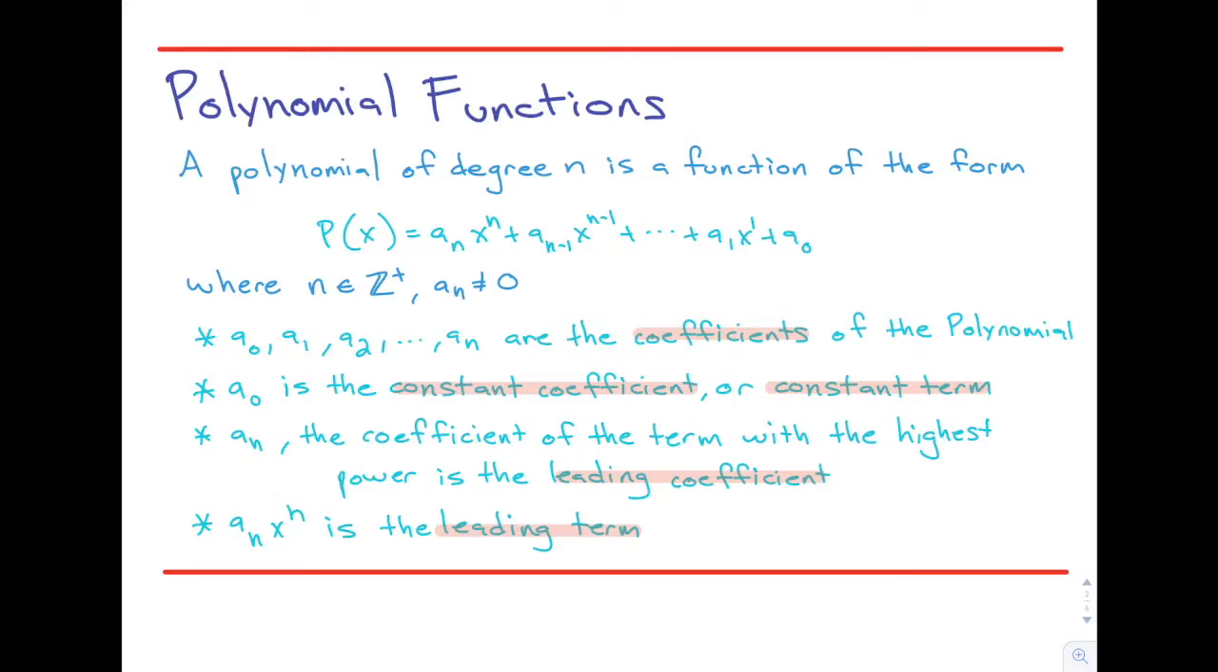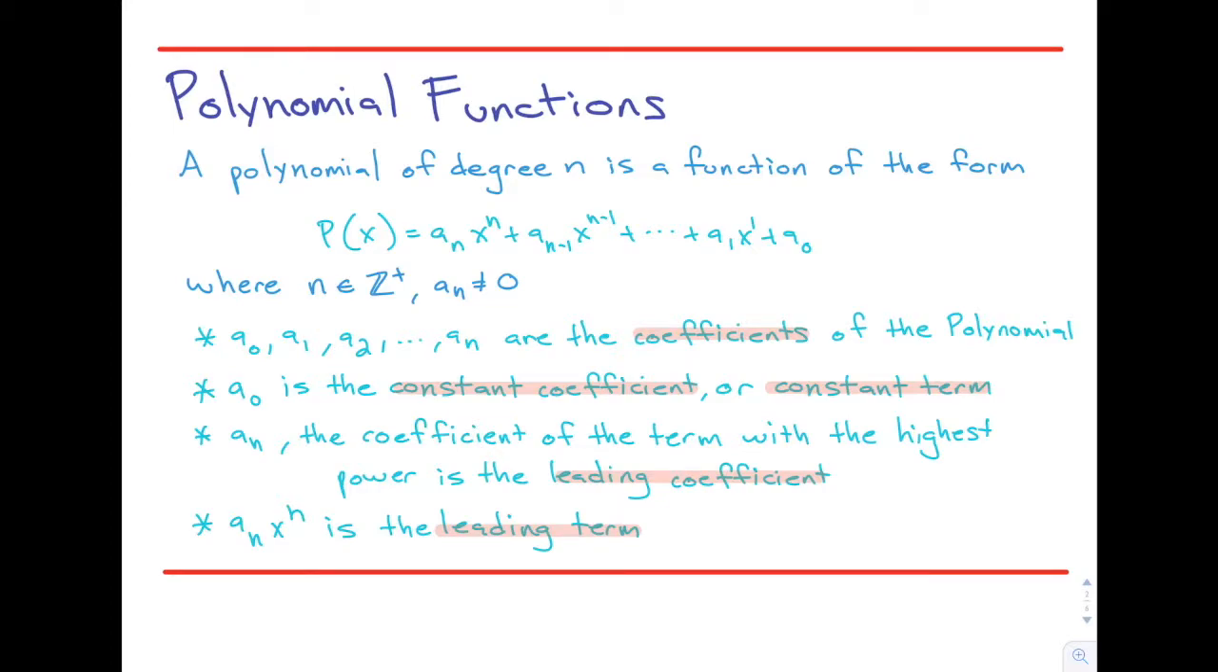So for polynomial functions, a polynomial of degree n is a function of the form p of x equals a sub n x to the n plus a sub n minus 1 x to the n minus 1 plus dot dot dot plus a1 x to the first plus a0, where n is an element of the positive integers and a sub n does not equal 0.